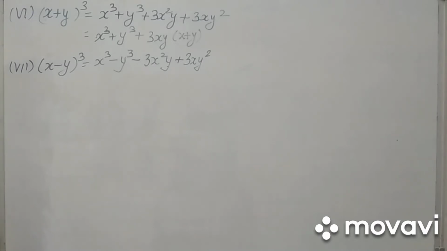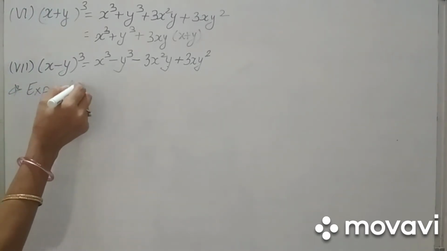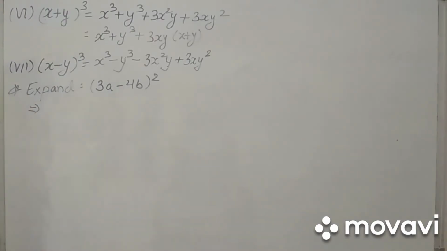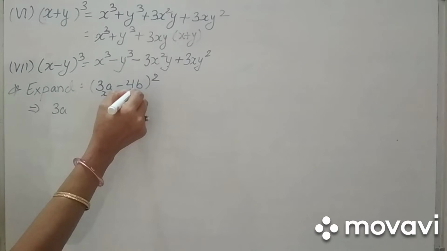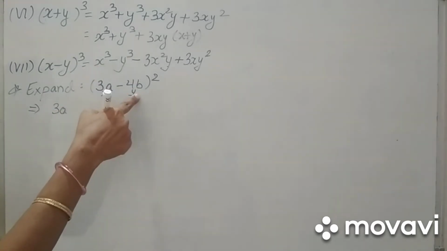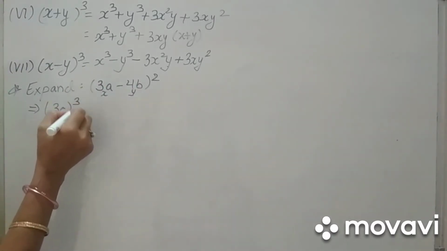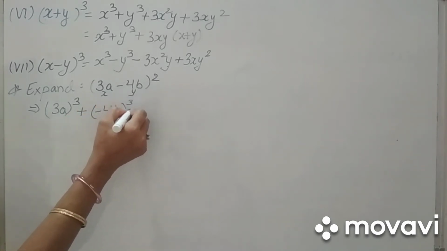We will solve some sums based on this identity. First, as usual, expand 3a minus 4b whole cube. Expanded form, I think it's easy. So x cube means 3a, this is my x and this is my y. Wherever x is there you have to write 3a, and wherever y is there you have to write 4b. Plus minus 4b I will write it.